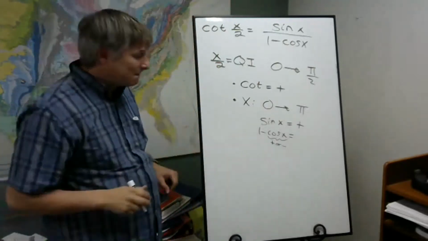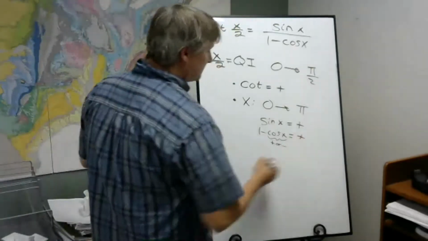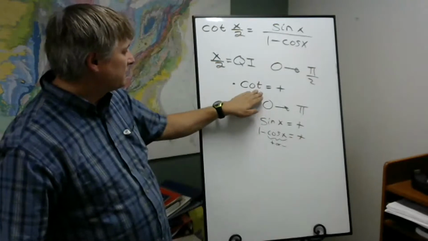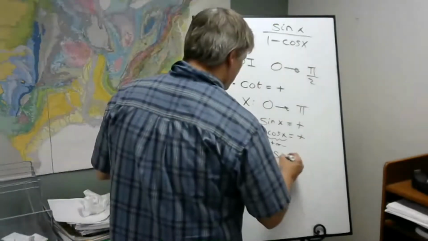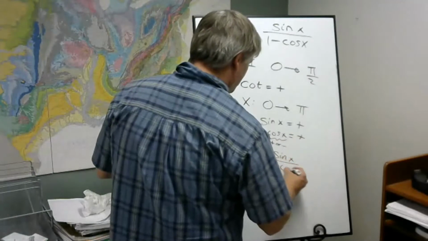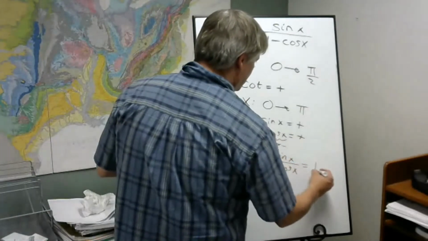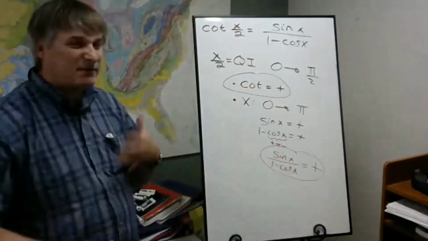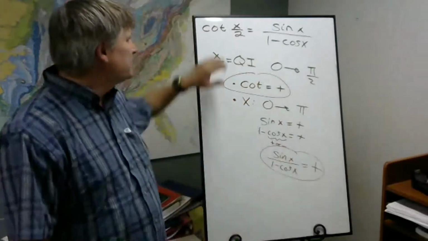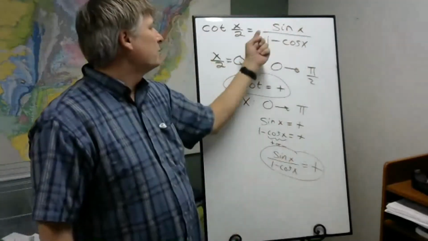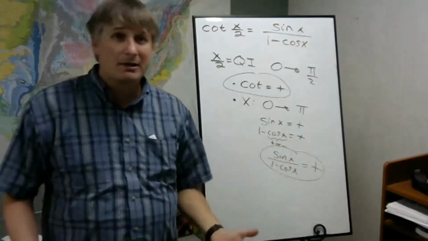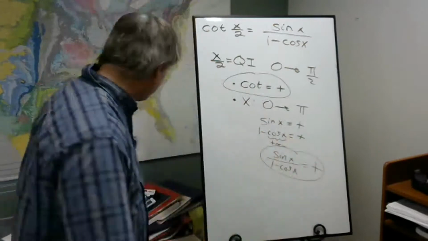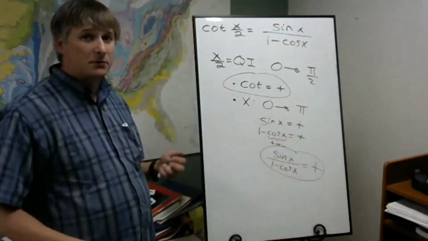So that's what that means. We're still going to get a positive. So as far as the first quadrant goes, cotangent will be positive, and sine x over 1 minus cosine x is going to be positive. So we don't have to have a correction sign. If this was positive, but this came out negative, we'd need to put a minus sign in front to make it positive again. Well, if we're getting positive and positive, we don't have to do that. We're good. Let's take a look at the second quadrant for x over 2.